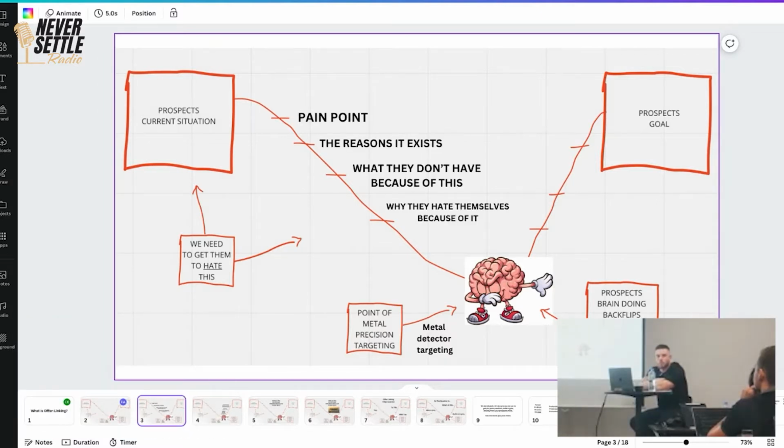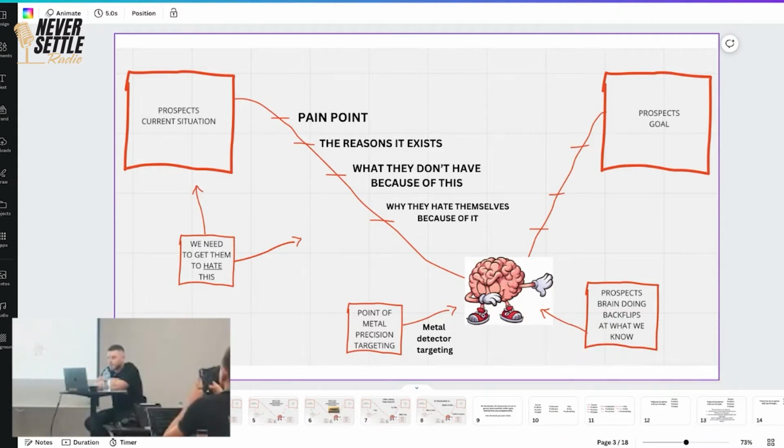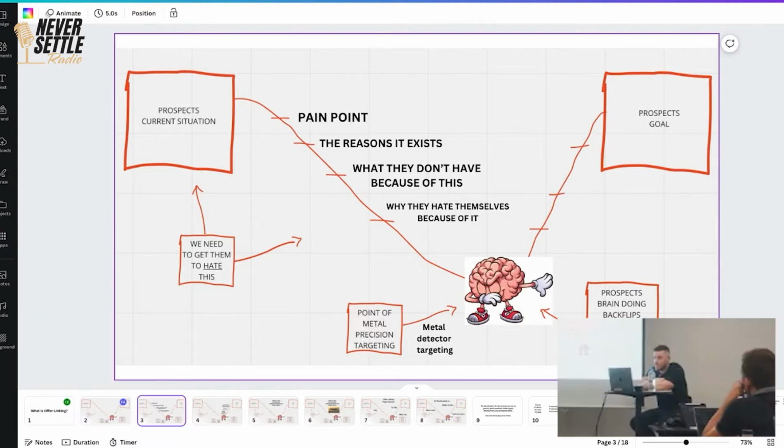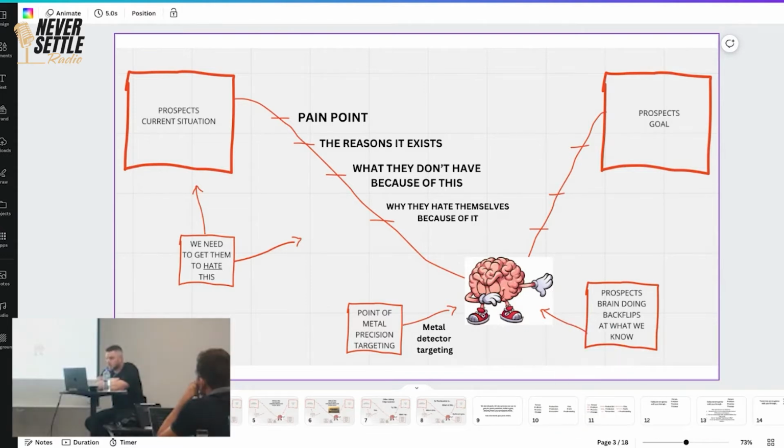And this is all stuff that will help you guys a lot while you're here too. Where they're at right now has a pain point. There are reasons why it exists. There are things they don't have or can't do as a consequence of that. And then there are the things that they hate themselves for as a consequence of that too. This is probably where I spend most of my time thinking about angles, offers, content, whatever it is, if that makes sense.